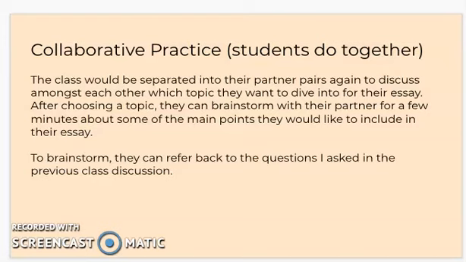The class would then be separated again into their partner pairs to discuss amongst each other which topic they want to dive into. After choosing, they can brainstorm together for a few minutes about some of the main points they would like to include in their essay. To brainstorm, they can refer back to the questions I asked in the previous class discussion.